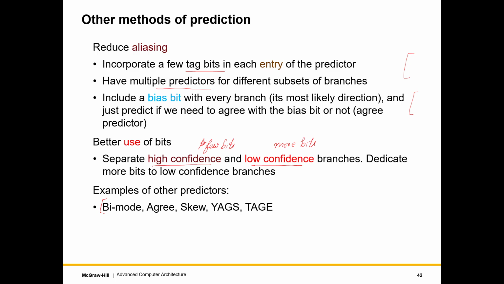Examples of a few more predictors are bimode, agree, skew, yags, and TAGE. TAGE is known to be a very accurate predictor, and nowadays many predictors are inspired by very early neural networks like perceptrons. So you can also look at perceptron based predictors. These predictors are known to have extremely high accuracy, and the way they work is that they divide branches into different subsets and use different methods to handle each subset.